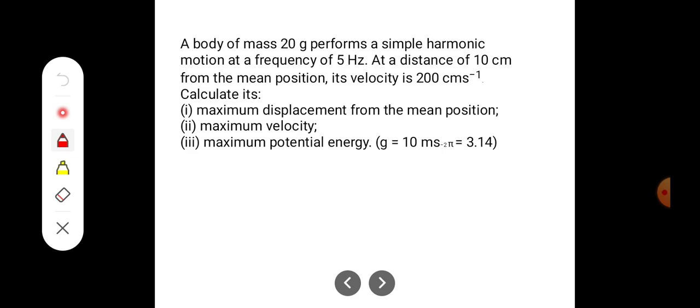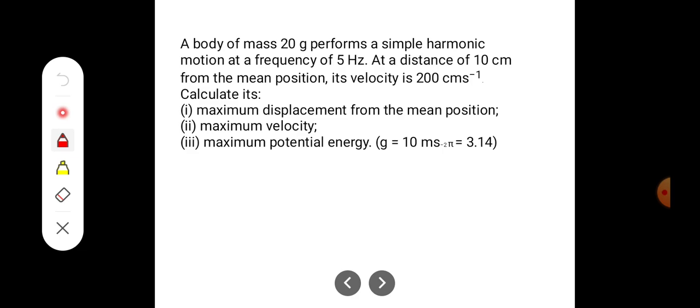Now look at a question here. It says a body of mass 20 grams performs a simple harmonic motion at a frequency of 5 Hz. At a distance of 10 centimeters, or displacement from mean position, its velocity is 200 centimeters per second. You see, it is given in centimeters. I: calculate the maximum displacement from the mean position. Maximum displacement is amplitude. Then II says we should find the maximum velocity. Then III says we should find the potential energy.